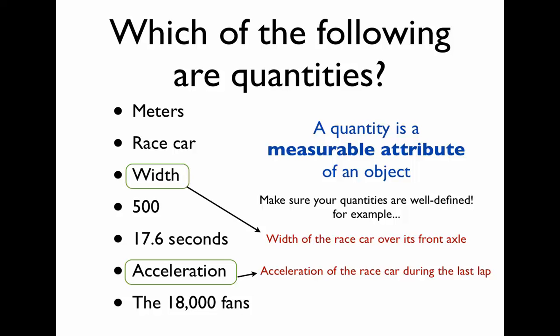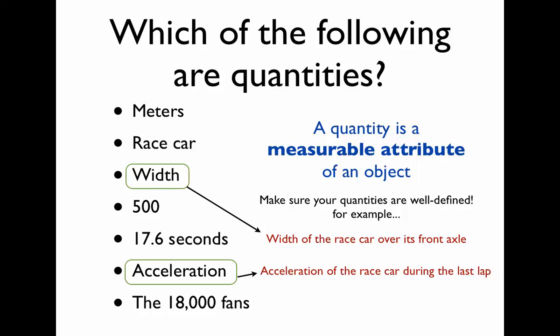Okay. Do we need to put units on these? Yes. As quantities, no. As quantities, it's just the characteristic. It's the width. It's how far it is from here to here. Okay? Acceleration. So again, it's a measurable attribute, but we don't have to measure it. We just describe what that characteristic or attribute is.